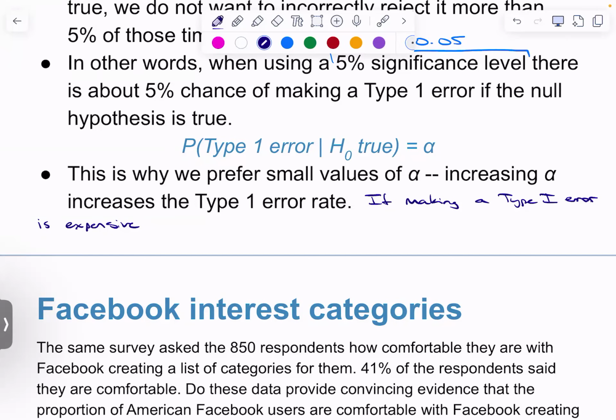Now, I don't even know if it was a real study, but I should look more into it. But if making a type 1 error is expensive, we use a small alpha such as 0.01 or 0.001 if you want to be really, really sure. But the problem is then rejecting H naught becomes really difficult because you'd need a really, really large sample size.